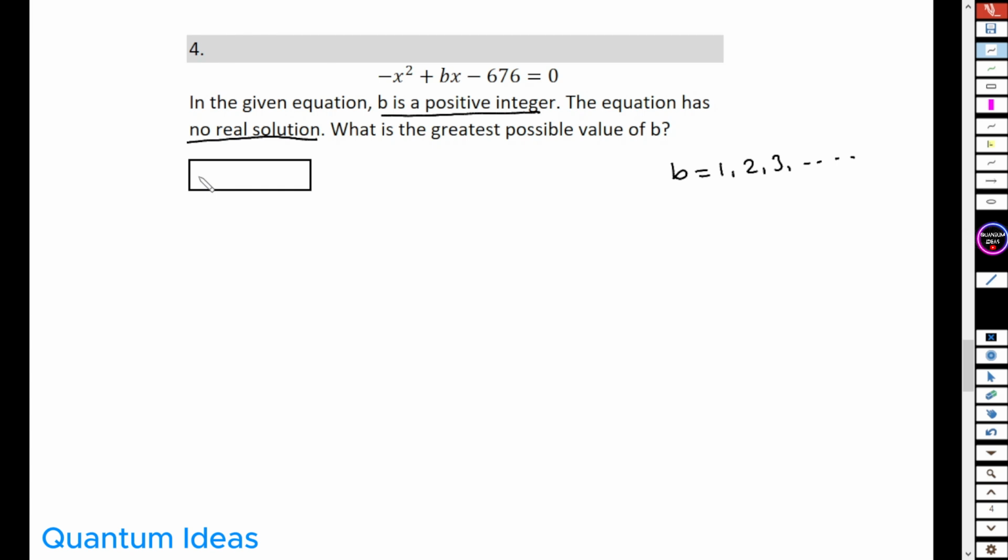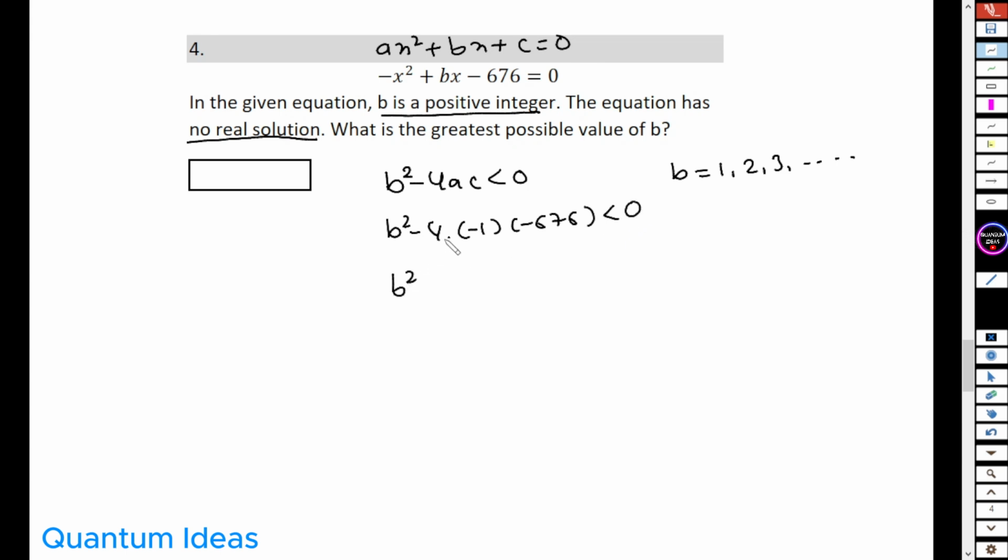So a parabola will not have a real solution when its discriminant is negative, right? That is b square minus 4ac is less than 0. Now compare it with ax square plus bx plus c. So what is our b? B is b, no problem. 4 is a constant, no problem. A is basically minus 1. What is our c? C is minus 676. That will be less than 0.